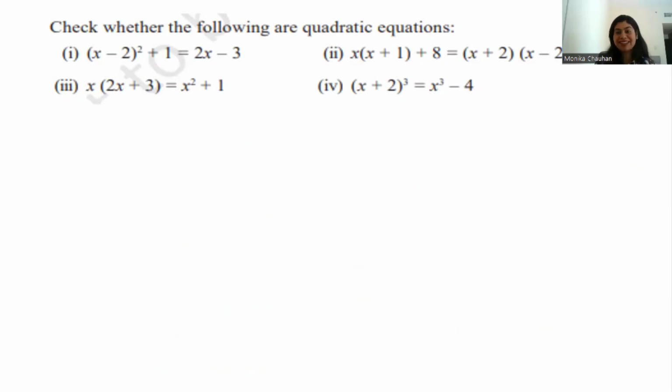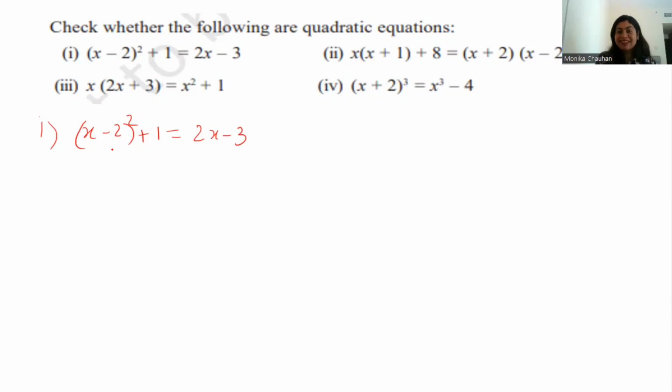We have to solve it. There is no other way. So let's get started with the first one. The first one is (x minus 2) whole square plus 1 is equal to 2x minus 3. Now, how do we solve it? Obviously, we have to solve our left-hand side. So (a minus b) whole square. Again, you have to remember all the algebraic identities. No escape.